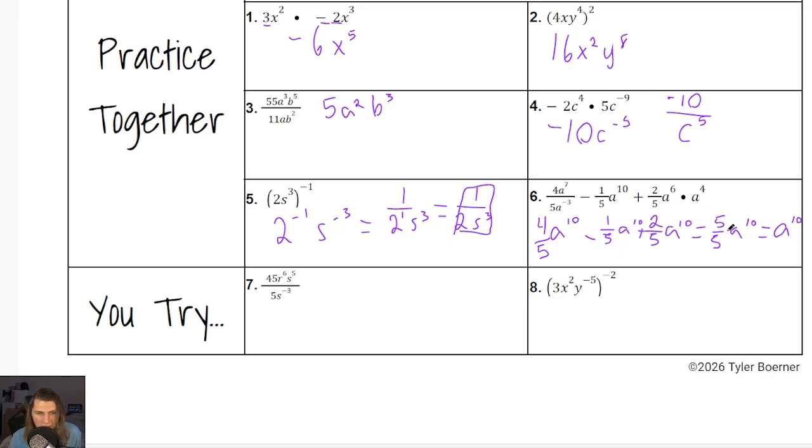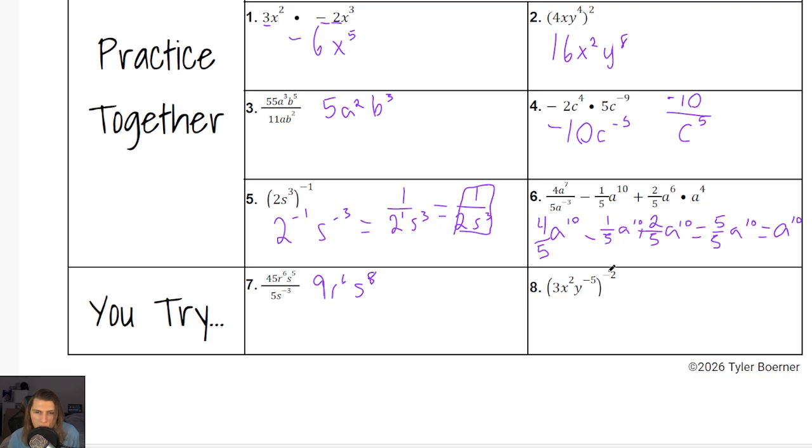So for number 7, we need to divide first. So 45 divided by 5 is 9. R to the 6th. There's no R on the bottom, so it just stays R to the 6th. Then we have S to the 5th divided by S to the negative 3rd. So again, that's 5 minus negative 3, which gives us 8. So 9R to the 6th, S to the 8th.